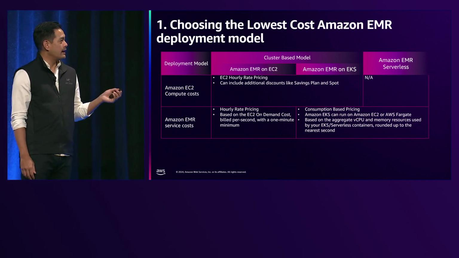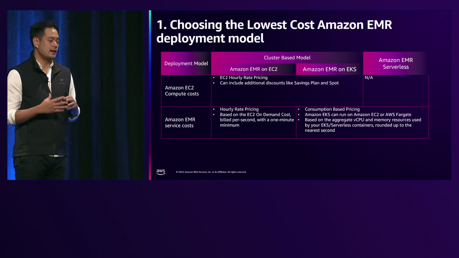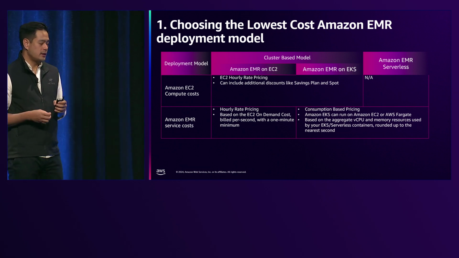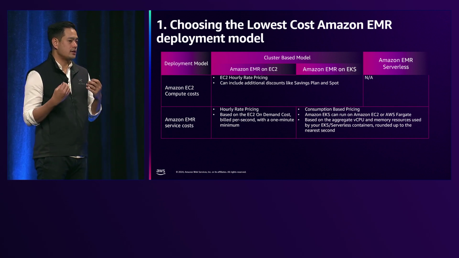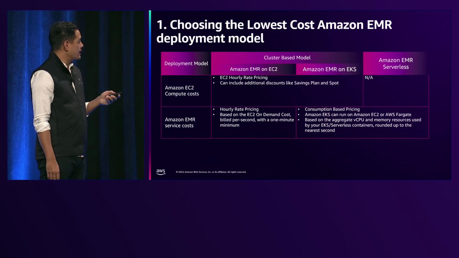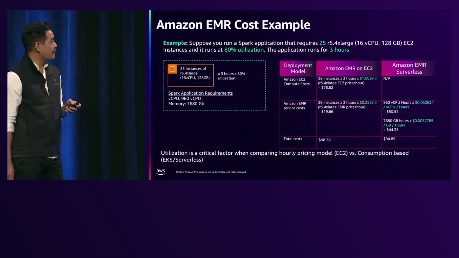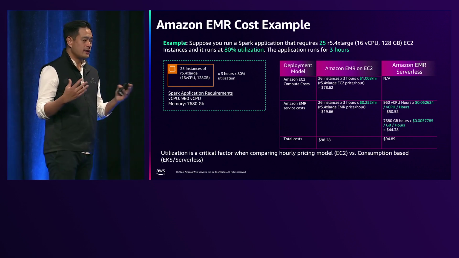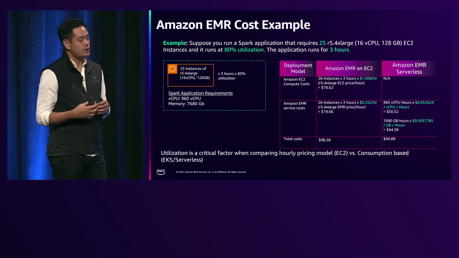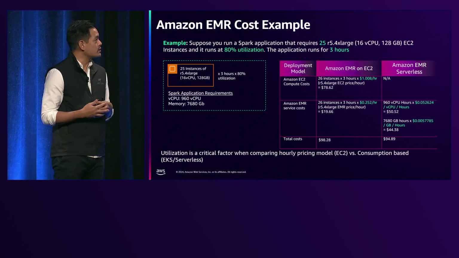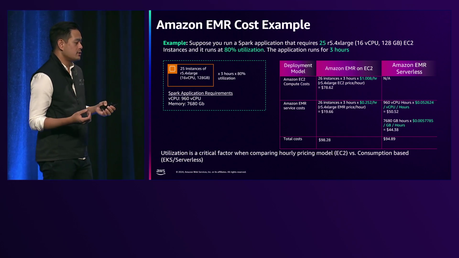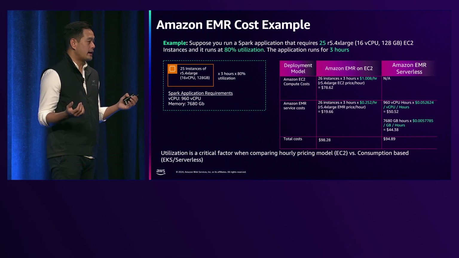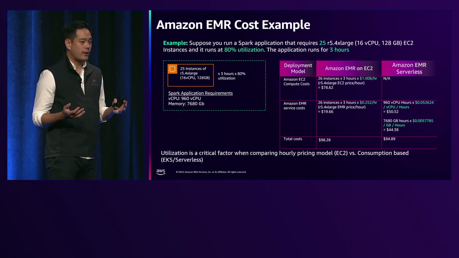With EMR on EKS and EMR Serverless, it is a consumption-based model, so it depends on the aggregate vCPU and memory that your application is using. To better understand this, let's look at a cost example. Suppose you had a Spark application and it uses 25 R5 4xlarge instances to run. To complete, it uses 80% of that cluster's utilization, and it runs for 3 hours.